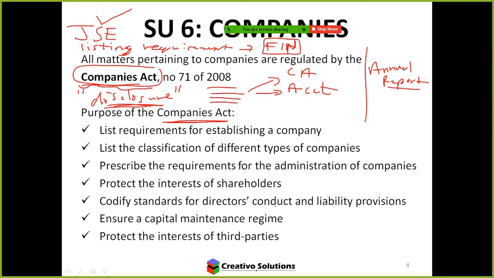It talks about the listing requirements. It talks about how companies are established. It talks about the details, the requirements in terms of how many people you need to start this business. For a private company, you only need one person. One individual can start a private company, and that one individual can be the 100% owner or shareholder of that private company. That private company still needs to follow certain rules and regulations in terms of the Companies Act. They won't have to follow the JSE listing requirements because it's private. Pty Ltd, private company.